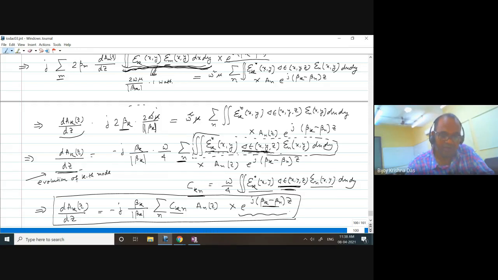You also have to see what is happening to this factor. This is a sinusoidal oscillation, e to the power j (beta k minus beta n). Beta k is fixed, and you are looking at all other modes. What is the value of beta k minus beta n? Can you expect that beta k minus beta n will be equal to 0? Is that possible? Any two modes will have the same propagation constant? No, sir. Why?